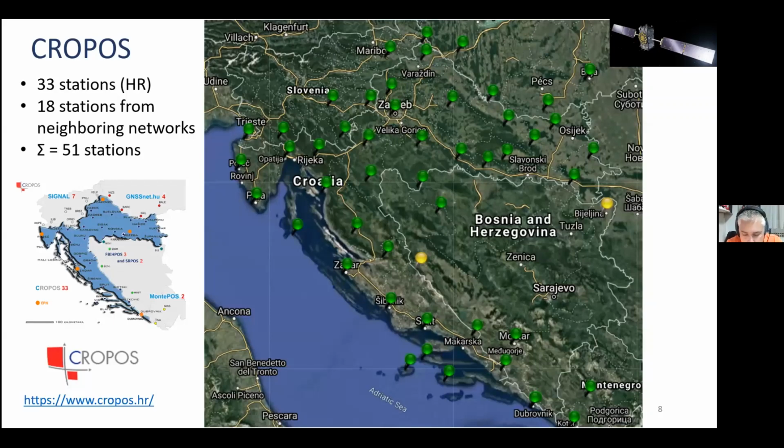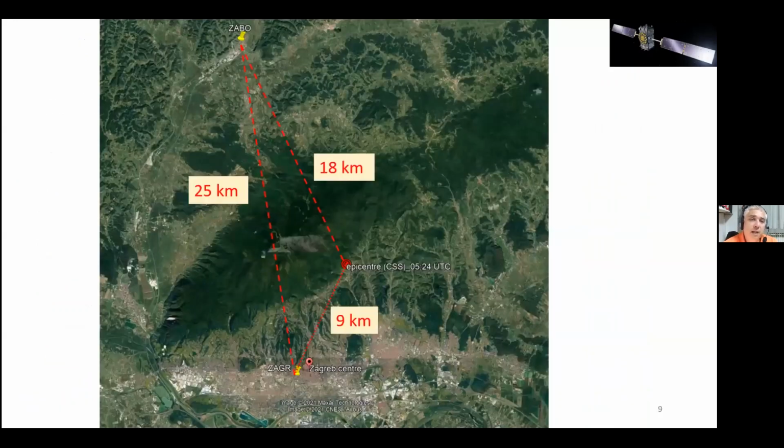As I presented yesterday, it's the national GNSS permanent network of Croatia, featuring 33 stations on the national territory, in addition to 80 stations from the neighboring countries, and all those stations together are included in the network solution, featuring 51 stations.